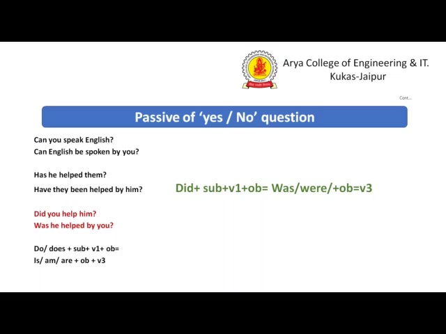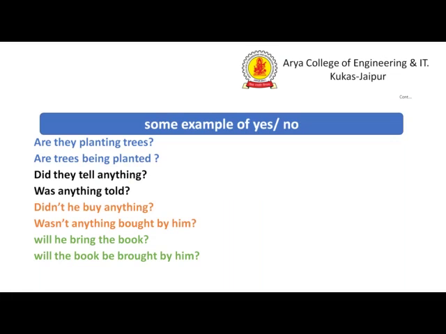So what rule are we applying here? Did plus subject plus verb's first form plus object, and that has to be converted from active to passive voice. In the conversion to passive voice: was plus object plus verb's third form. Now you can see all the examples mentioned here. Now we will see some examples of yes and no questions, basically the cross question, the question mark sentences. "Are they planting trees?" So "Are trees being planted?" This is the way we can sort out the answers.